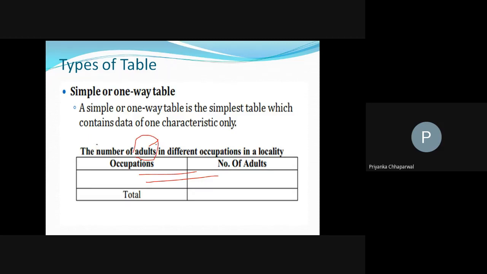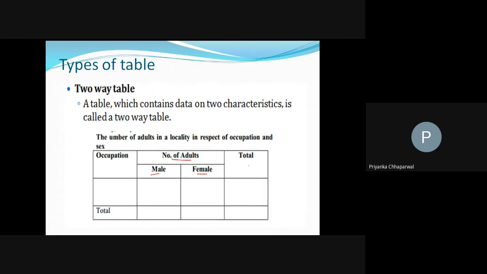Yes, students, is it clear what the meaning of a simple or one way table is? When you have only one characteristic, then it is known as a simple or one way table. Here you have only adults. Adults include both male and female, but here I have not classified them. So it is one way characteristic data, known as a one way table.